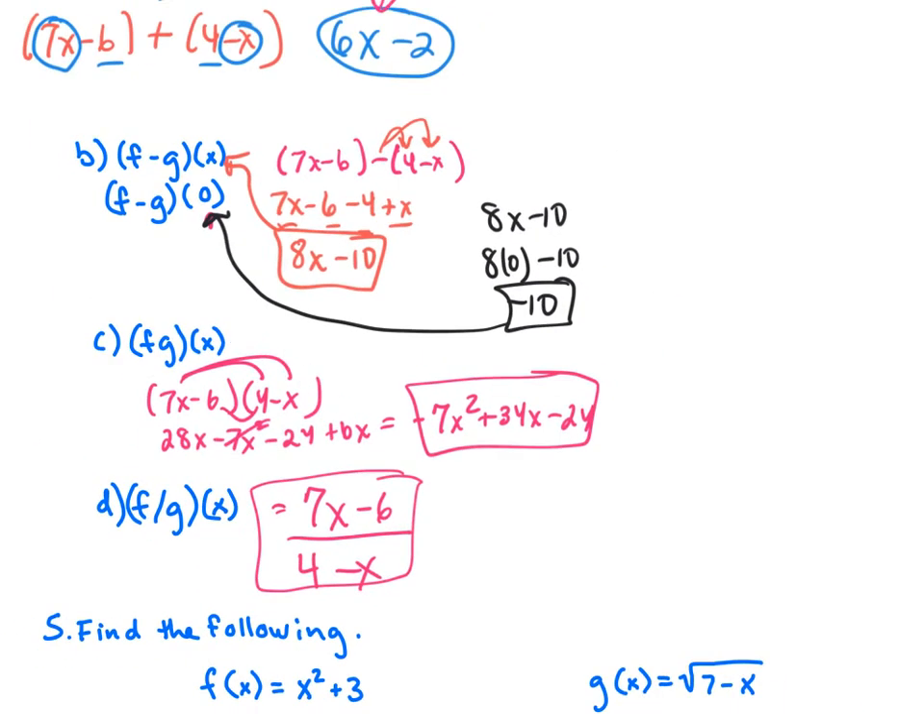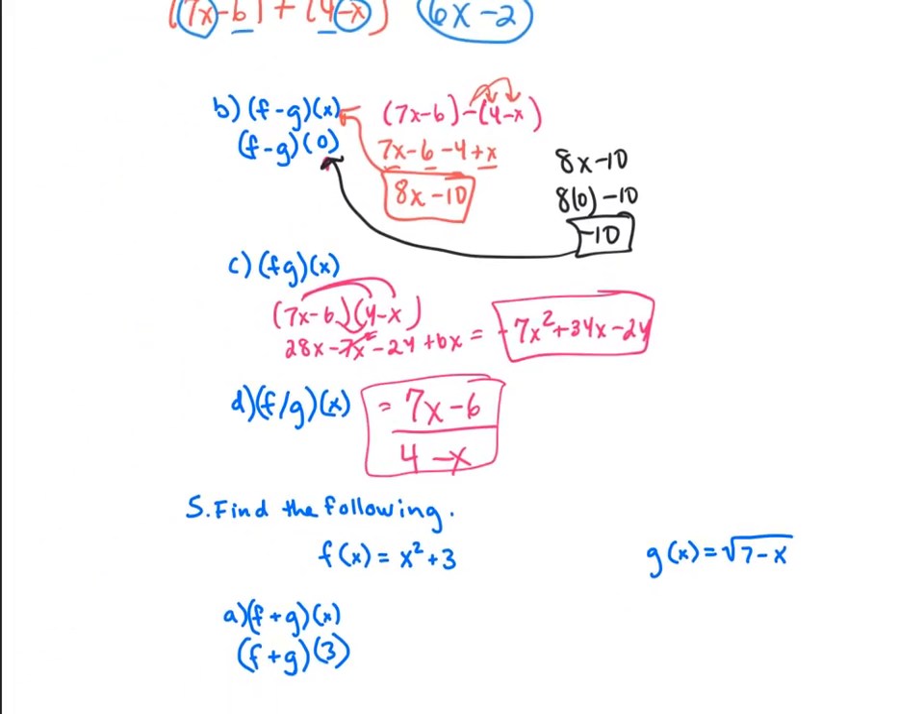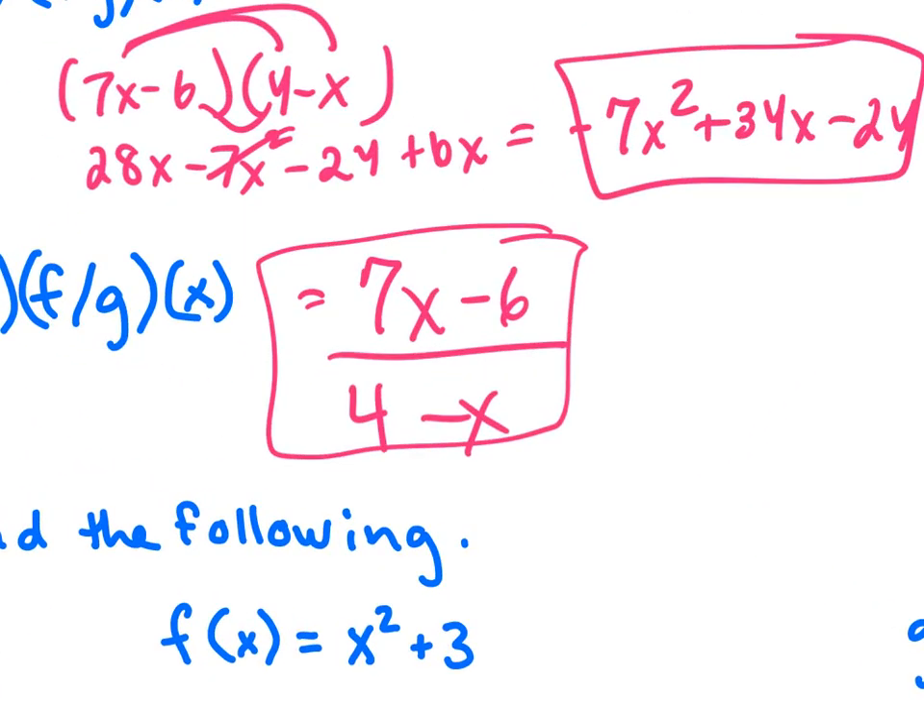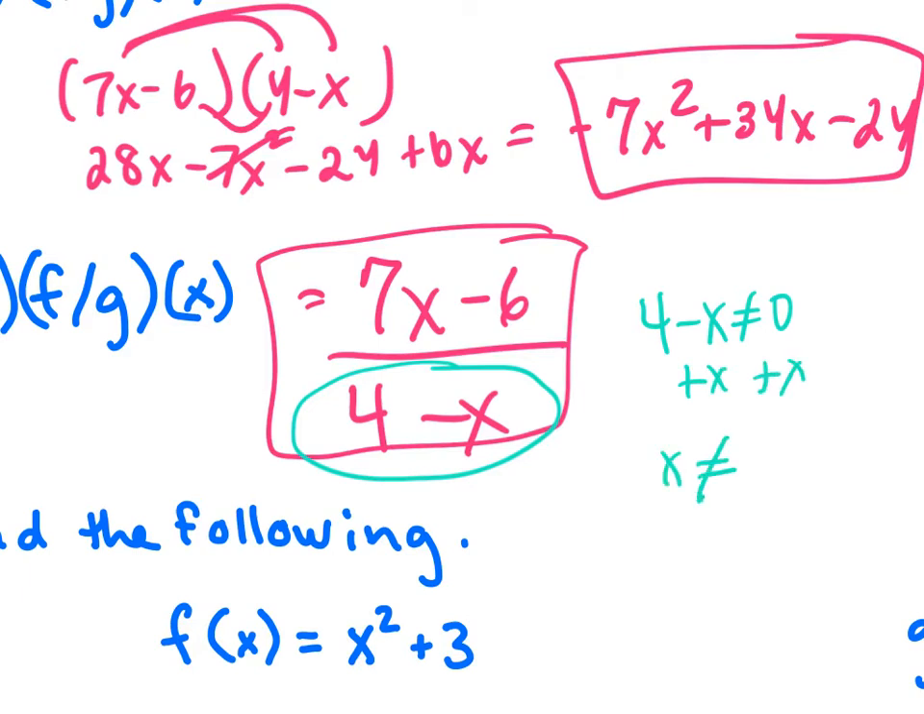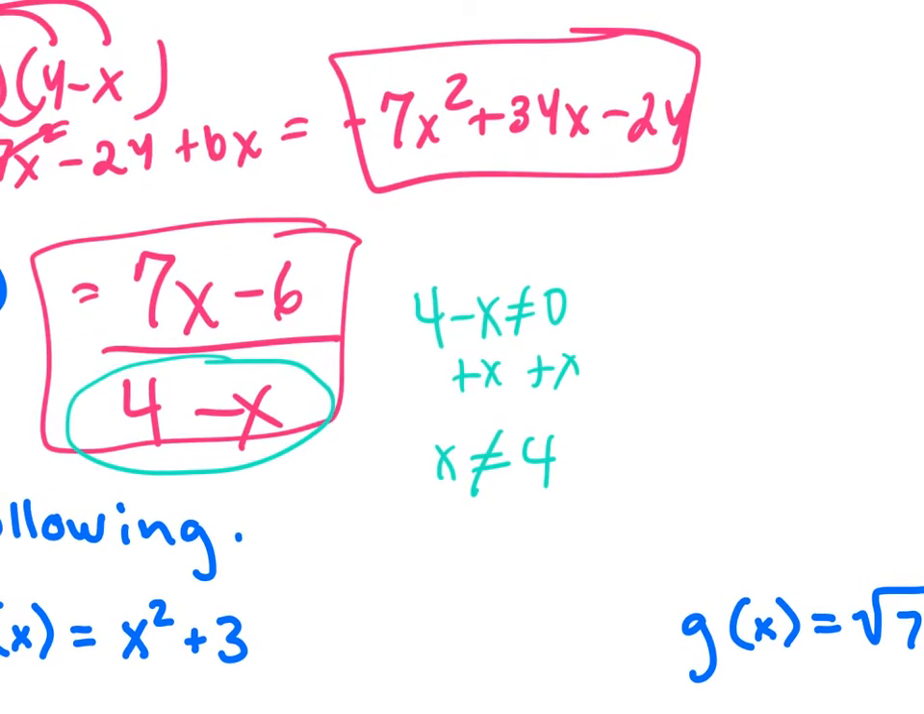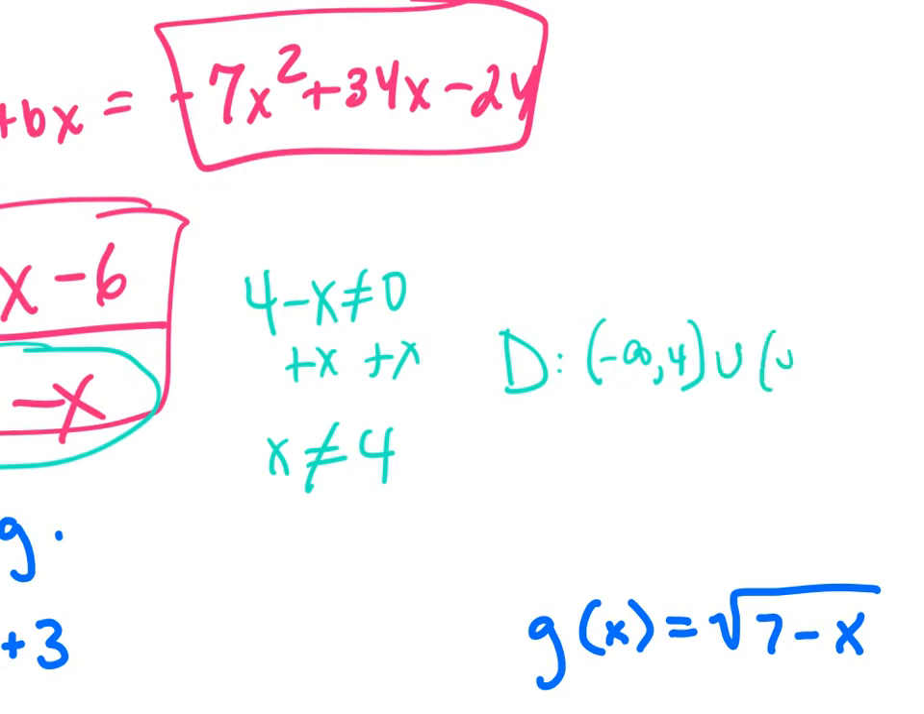Now I have to find the domain of this function. Domain means my x values. There is a restriction here because the denominator cannot be 0. So I'm going to say 4 minus x cannot be 0. I've got to figure out what value of x is going to make my denominator 0. So if I add x to both sides, I find out that x cannot be 4. So my domain would be any number in the world except for 4. The way that I would write that in interval notation is negative infinity to 4, union 4 to infinity. And notice I have parentheses on the 4 because 4 is not included.